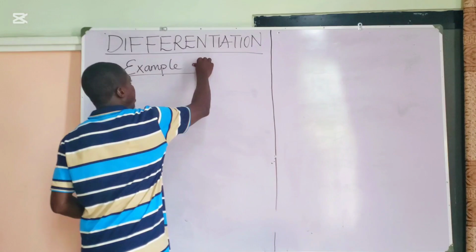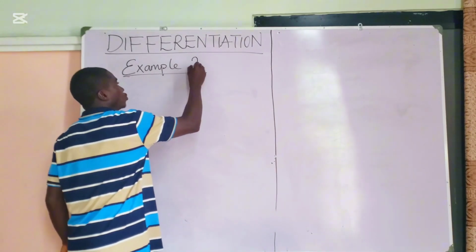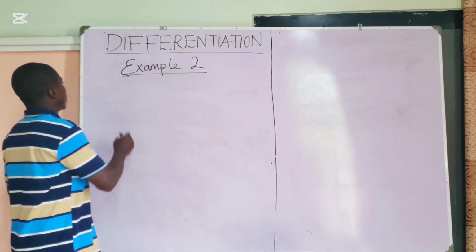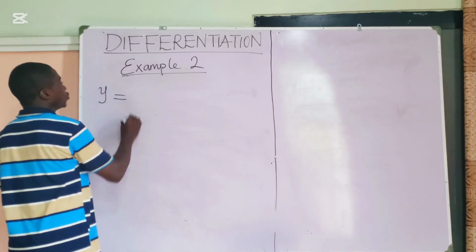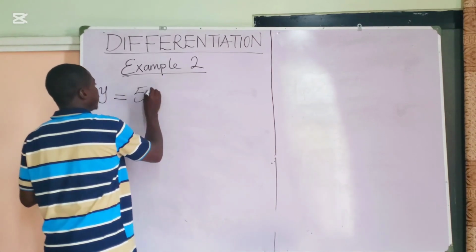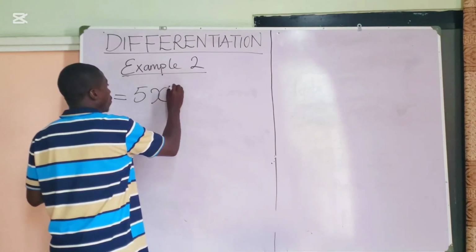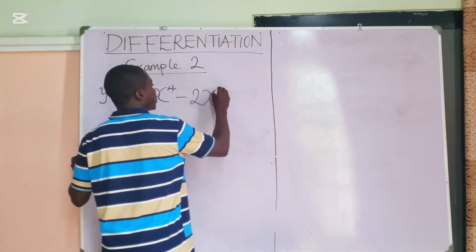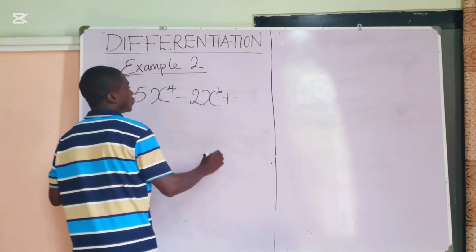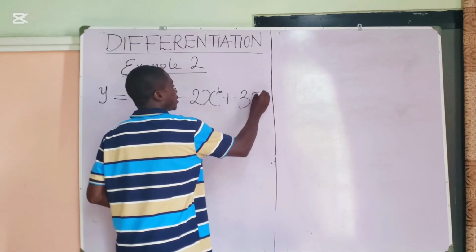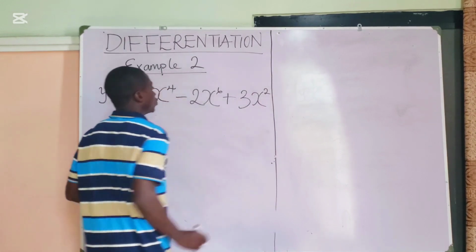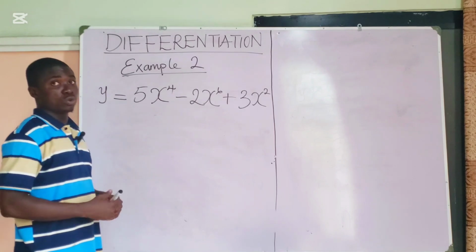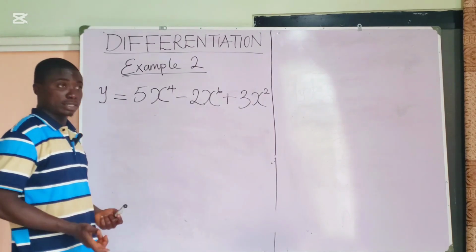Alright, let's take another example. Example 2. Still on the general method of differentiation. If y is equal to 5x raised to power 4 minus 2x raised to power 6 plus 3x raised to power 2, and we are asked to differentiate y with respect to x. How do we go about it?